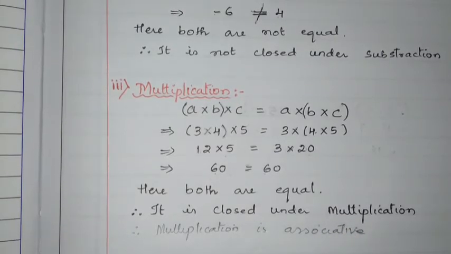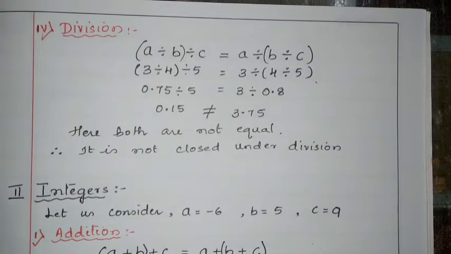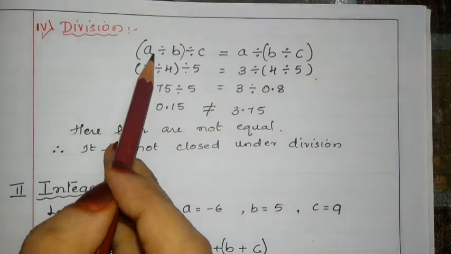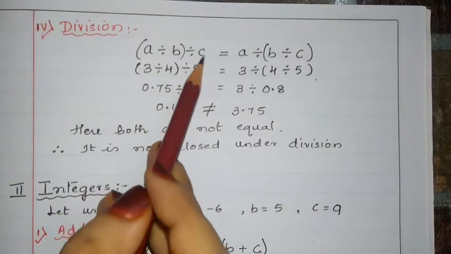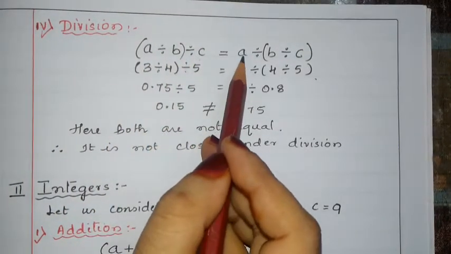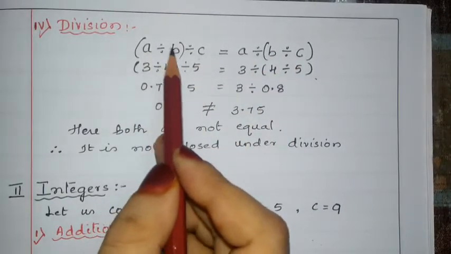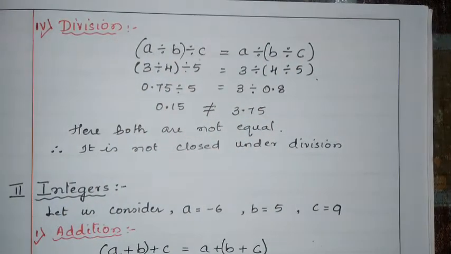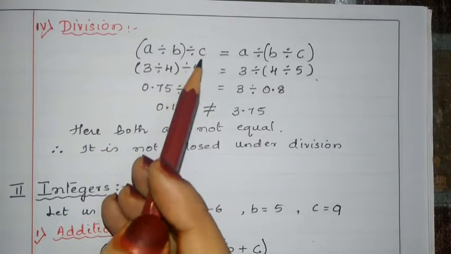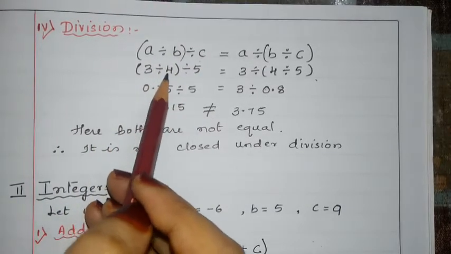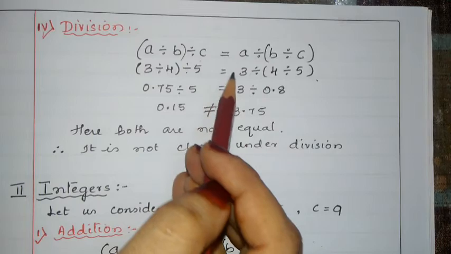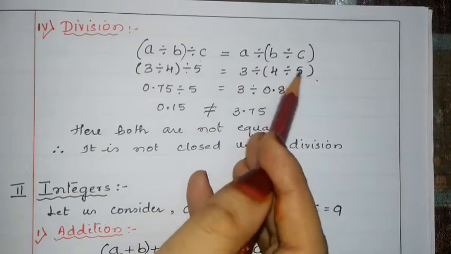So next, now let us see division. What about division? Division: (A divide B) divide C is equal to A divide (B divide C). Here A value is 3, B value is 4 and C value is 5, which we have taken in the beginning only. So (3 divide 4) divided by 5 is equal to 3 divide (4 divide 5).